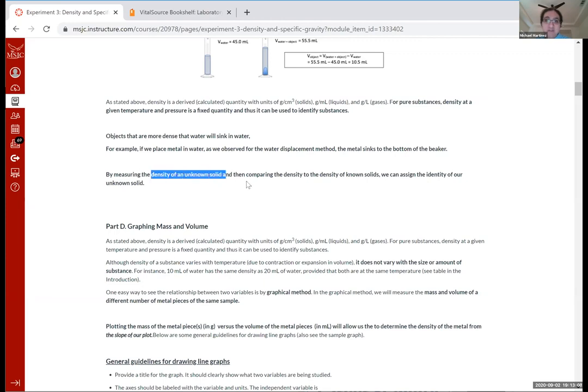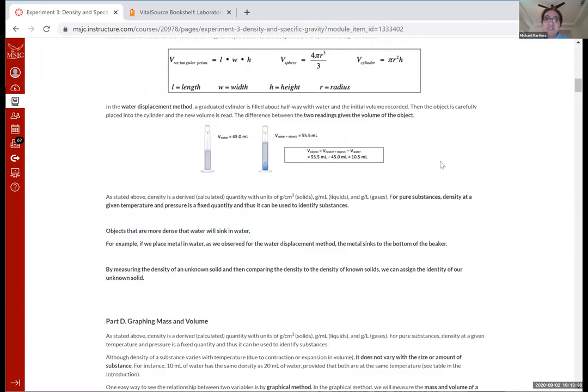By measuring the density of an unknown solid and then comparing the density to the density values of known materials, we can assign the identity of our unknown solid. So you can tell me whether or not the solid samples that we measure are copper, aluminum, lead, etc. The water displacement method was covered in our chapter 1 notes, and we did 3 examples using that method. Does this water displacement look familiar to everyone? Does this look like something that we've seen before? Perfect. And I would highly recommend looking back over your chapter 1 notes for additional sample calculations for water displacement.